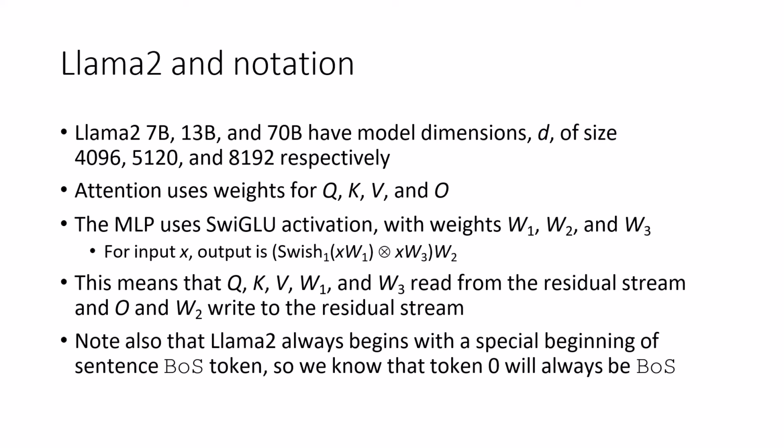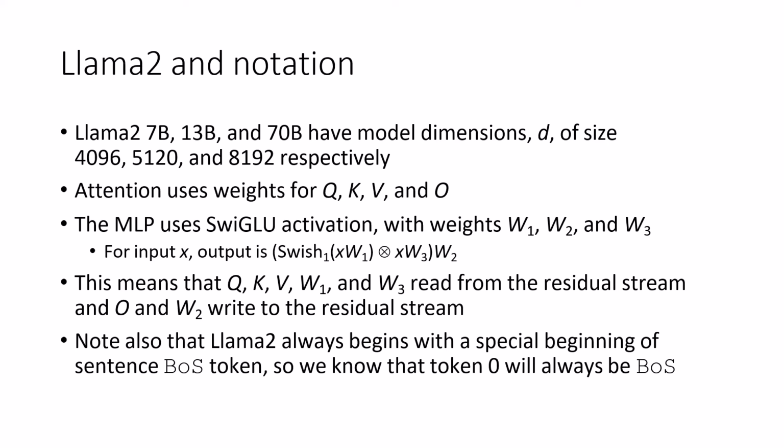Attention, if you don't know, I don't have enough time to go over all of it, but it's going to calculate queries, keys, and values. And even after it does that, it's going to project it using this output matrix. And the feed forward part, the MLP, they actually use this SwiGLU activation. So it has three weights. The input gets multiplied by weight one. It also gets multiplied by weight three. That intermediate value gets multiplied by weight two.